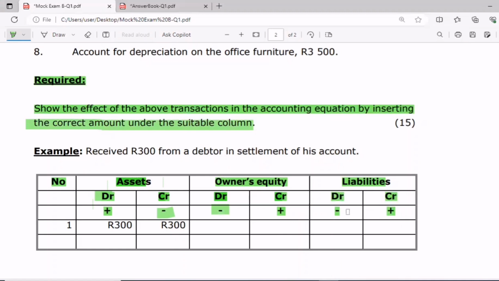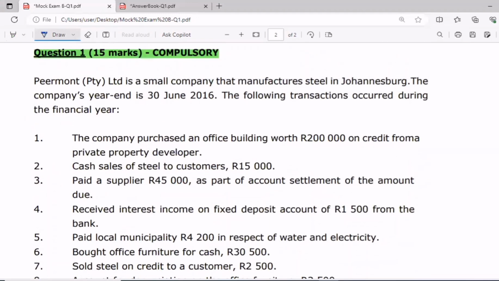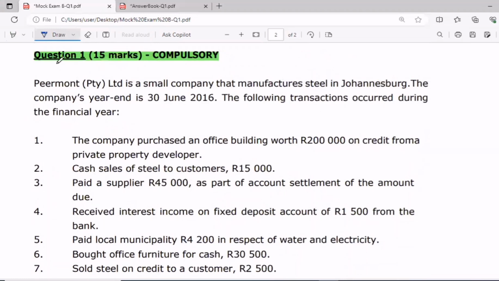So anything that increases the value of liabilities, we're gonna record it on the credit side, and anything that reduces the value of liabilities, we're gonna record it on the debit side. So guys, I hope it is clear. Now let us read the transactions that we are given.